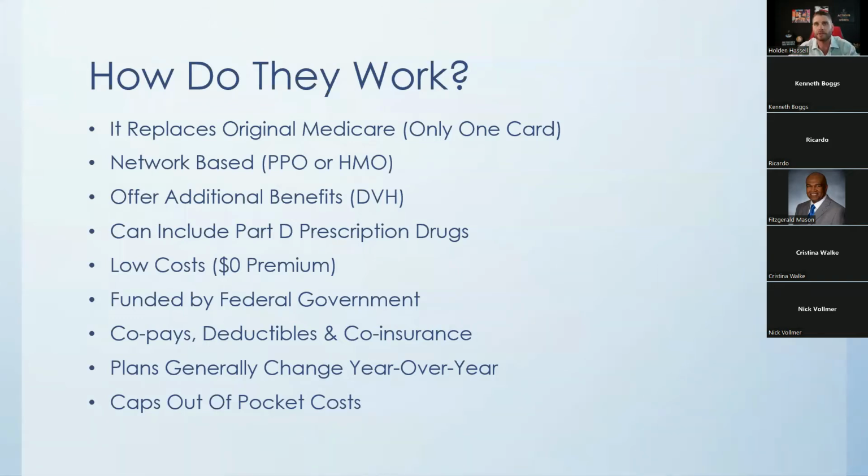It's a network-based plan. So you have what's called a PPO and an HMO. With a PPO, you can go in and out of the network. If you go out of the network to see a doctor, you pay a little bit more money, no big deal, but at least you can go in and out. With an HMO, health maintenance organization, you can't go out of the network. PPO stands for preferred provider organization.